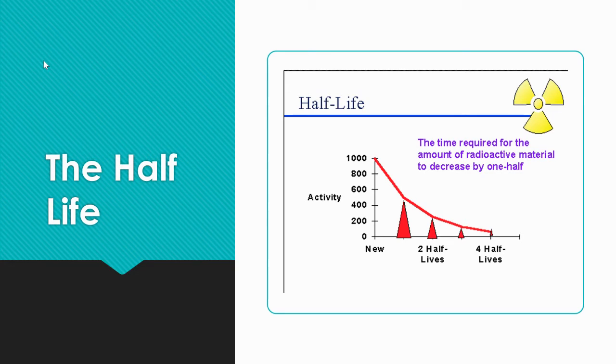All right, so I wanted to talk about a couple things about radioactivity. The first thing is the half-life. The half-life is the time required for some amount of radioactive material to decrease by one half. So you start out with something that's radioactive, and then it turns into something else, and that process takes a certain amount of time. So you're waiting for half of the atoms to turn into something else.